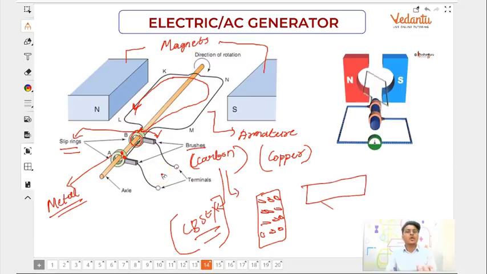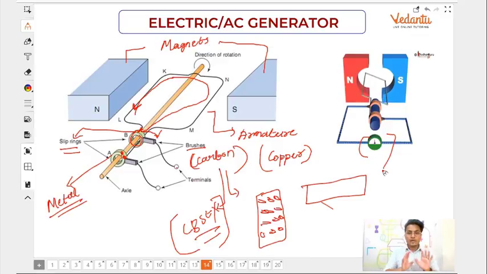And now both these brushes are connected to an external circuit, which will tell us if current is being generated or not. This can be connected to a battery also, so that the current produced by the AC generator gets stored inside the battery, whatever it is. Or it can also be connected to a galvanometer to tell us whether the current is being produced or not. Simple.